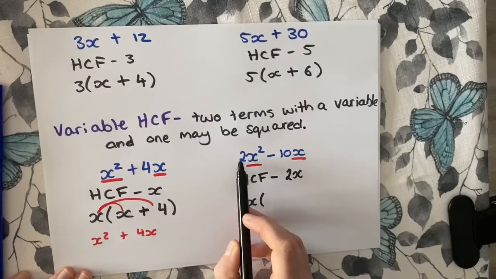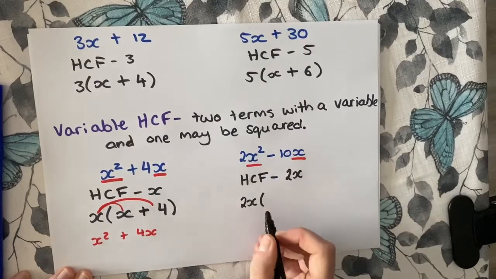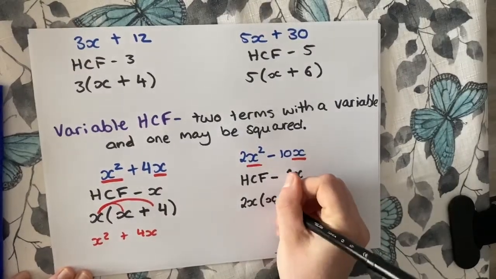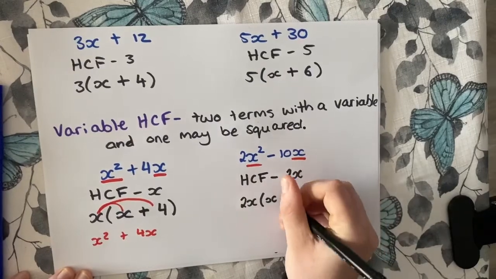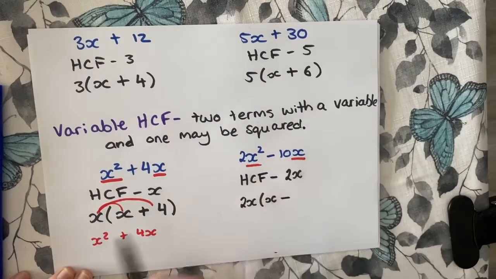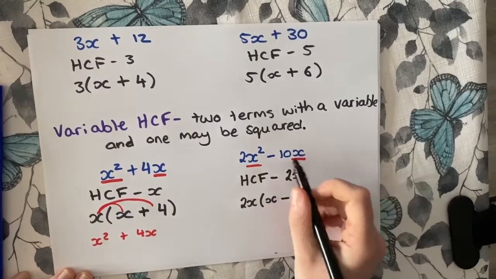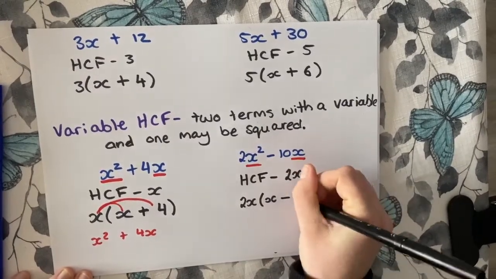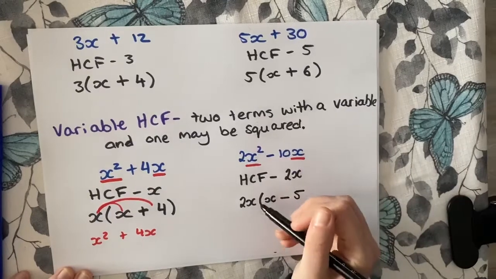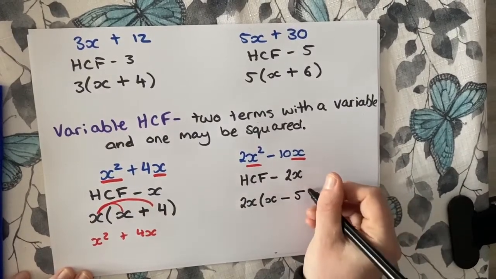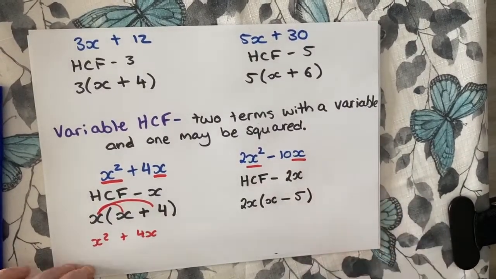So then if I go 2x squared divided by 2x, that's just going to leave me with one plain old x. I'm going to put a minus, because that's what's up here. Now we go 10x divided by 2x. Now 10 divided by 2 is 5. Alright, and x divided by x is just 1. So that is as far as it goes.